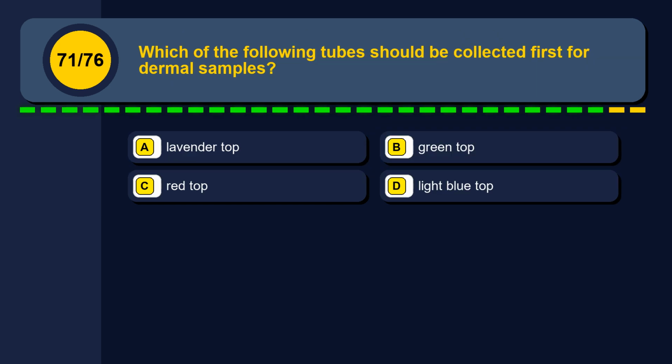Question 71. Which of the following tubes should be collected first for dermal samples? Option A, lavender top. Option B, green top. Option C, red top. Option D, light blue top.